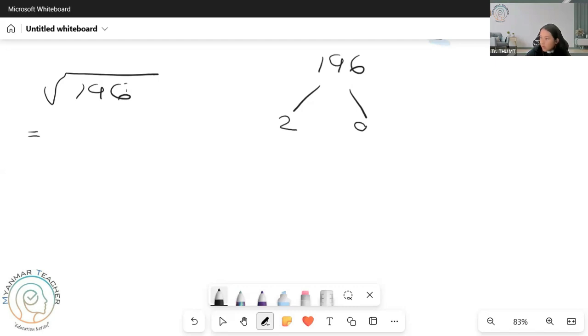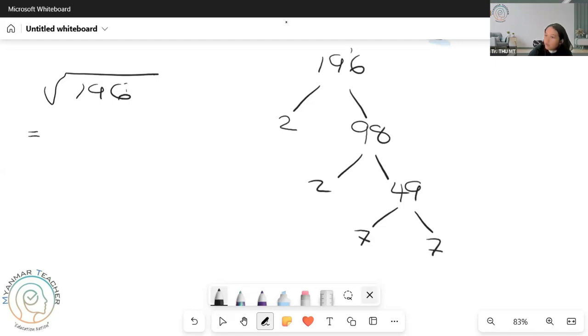No, 2 can go into 19 9 times, and there's 1 left over, so 98. 2 can go into 98 49 times. 2 can't go into 49, but 7 can. 7 can go into 49 7 times. So it would be 7 squared times 2 squared.